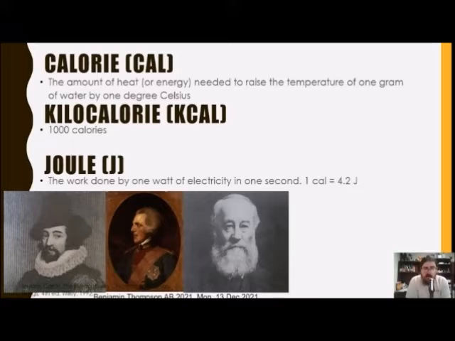The calorie is simply the measurement of the amount of heat needed to raise the temperature of 1 gram of water by 1 degree Celsius. So how much heat does it take to heat 1 gram of water 1 degree C? Well, a kilocalorie is simply 1,000 calories, because a kilometer is 1,000 meters. Or you could look at a kilocalorie as the amount of heat needed to raise 1 kilogram of water by 1 degree C. Either way, it still holds true.